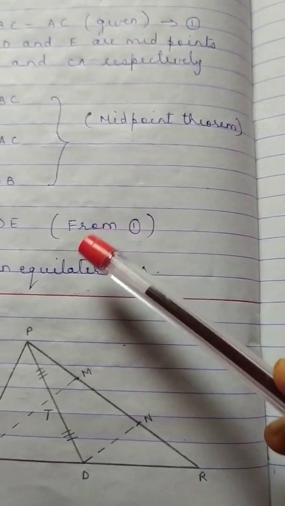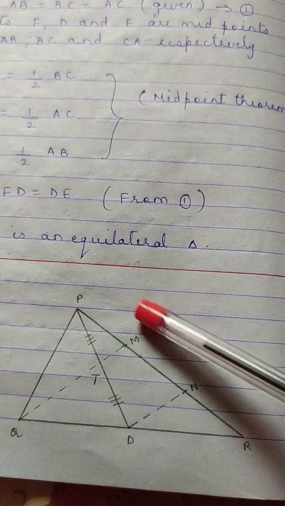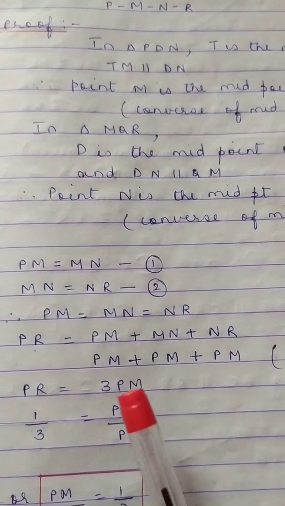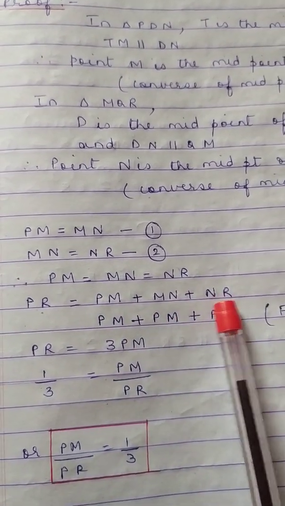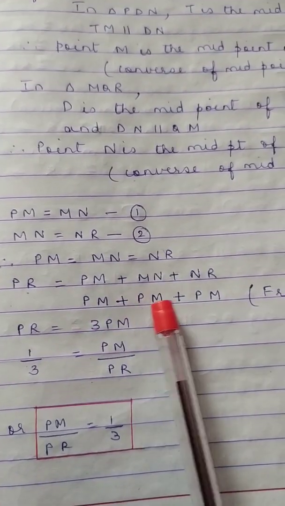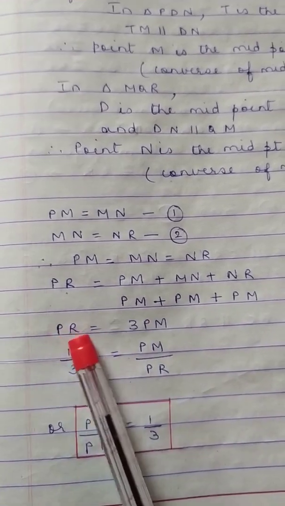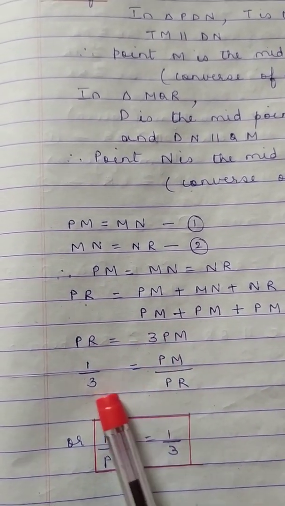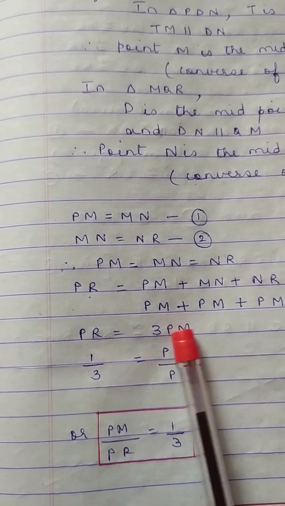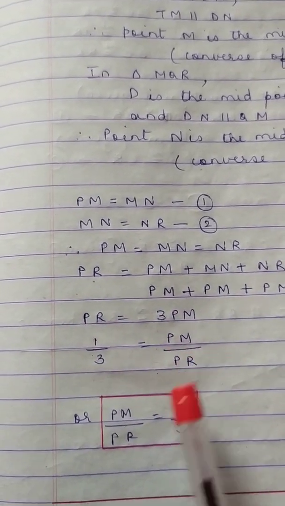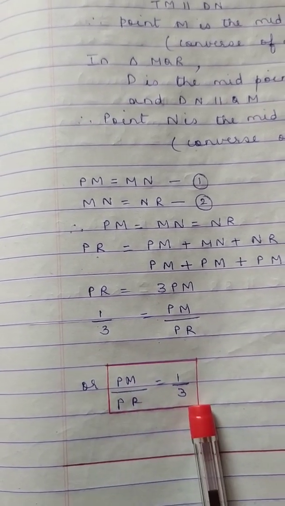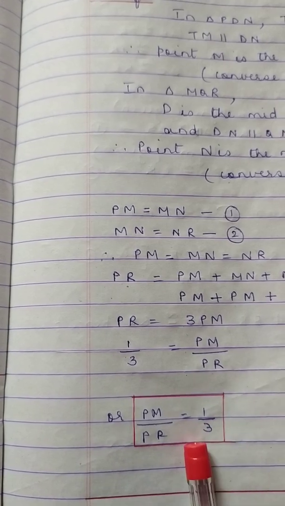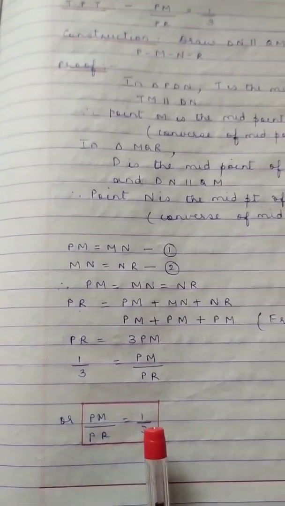So, this length PR is equal to PM plus MN plus NR, where all three of them are equal to each other. So since all three are equal, I can replace it with PM itself. So PR is equal to 3 times PM. This 3 comes to the denominator, so I get PM upon PR is equal to 1 by 3. So this is the thing that needs to be proved in this question, which we have done.